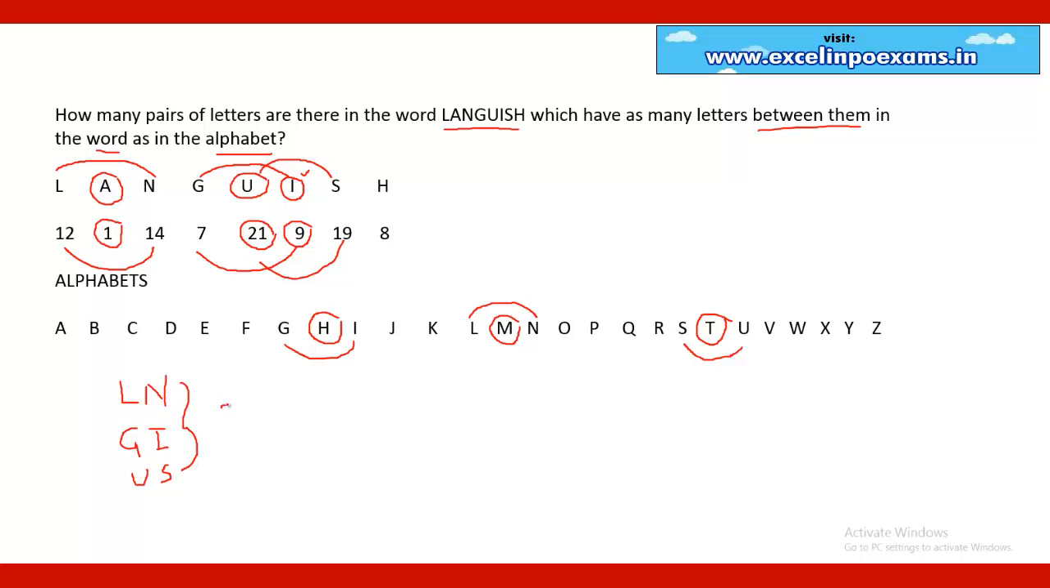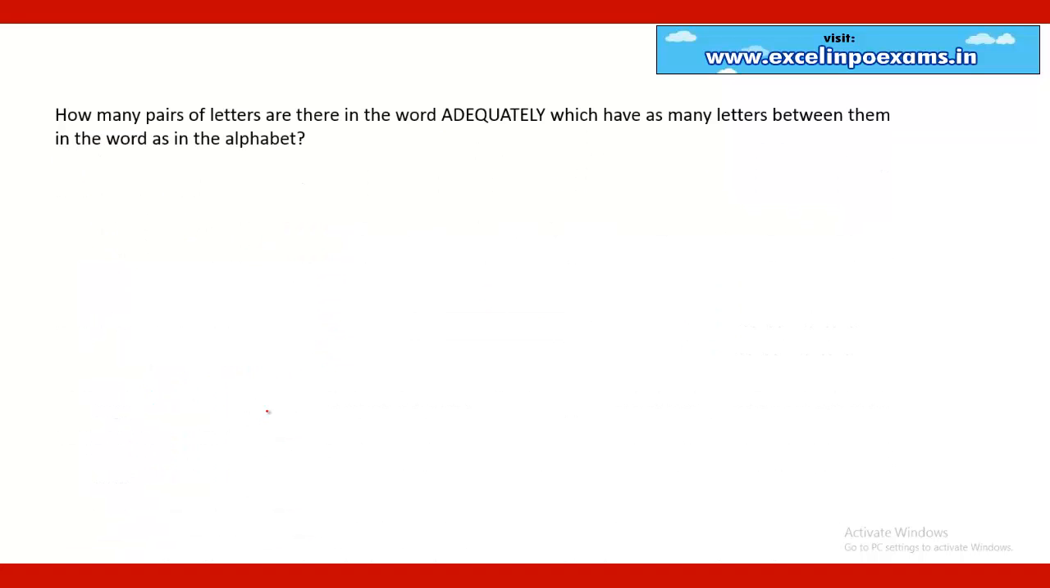There are 3 pairs. In the options you will be given the numbers, whether it is 1 pair, 2 pairs, 3 pairs, 4 pairs or no pairs. So how many pairs are there? There are 3 pairs that satisfy the given condition. Now go for another question.